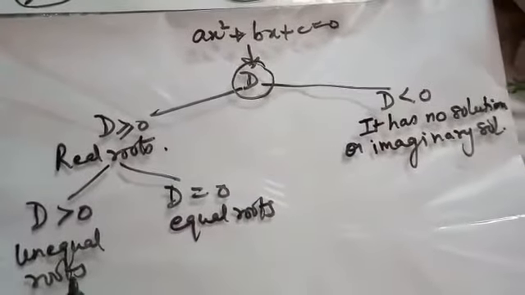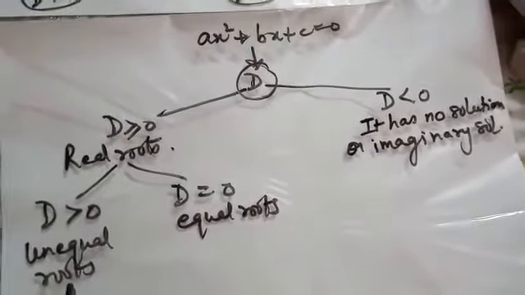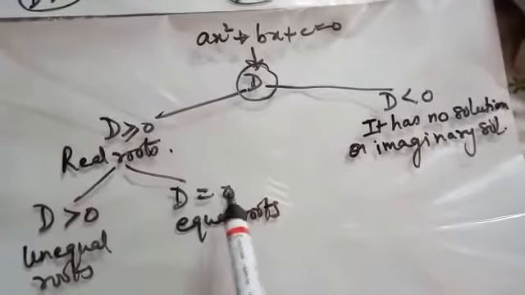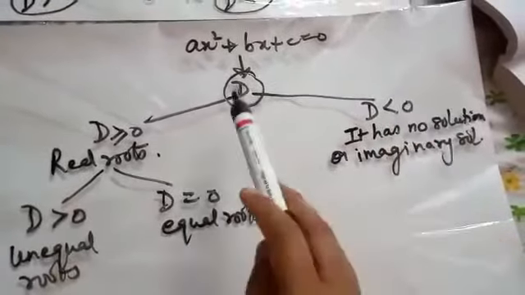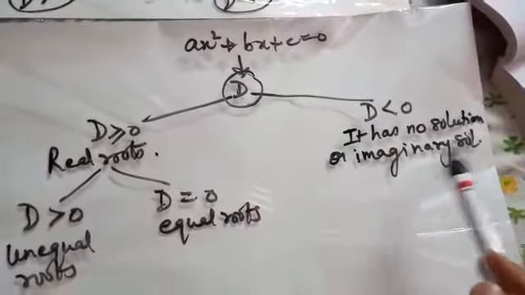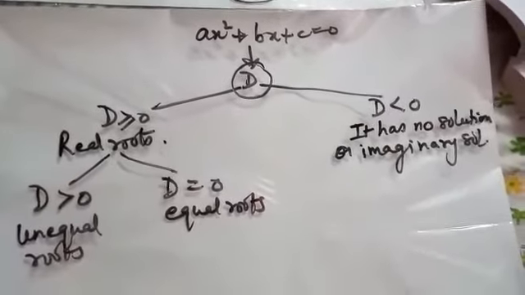So just keep it in mind, if the value of d is greater than 0, then real and unequal roots. If the value of d is equal to 0, then real and equal roots. If the value of d is less than 0, then it has no solutions or imaginary solutions, right?